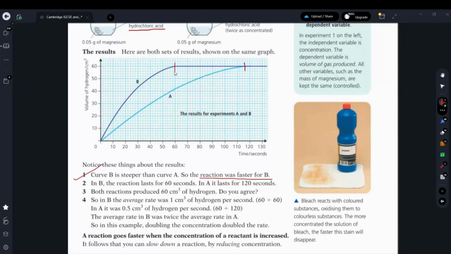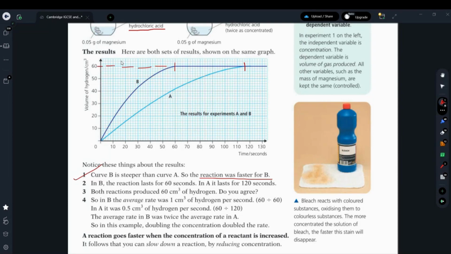Both the reactions produce 60 centimeter cube of hydrogen. Do you agree? The answer is yes, because if you were to extrapolate this line on the y-axis, you will see that in both cases the lines intersect at 60 centimeter cube here. Do you guys agree with what I'm trying to say? So the amount of substance which is produced is the same.